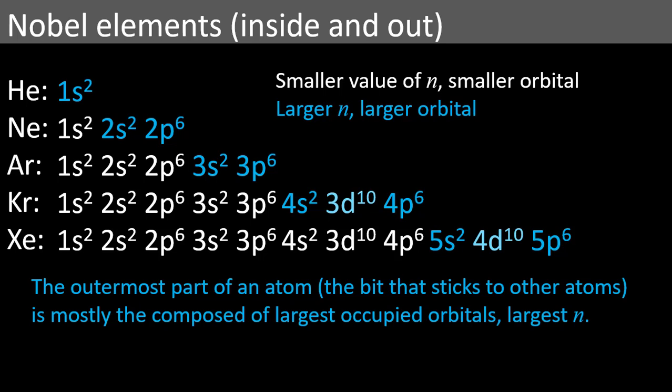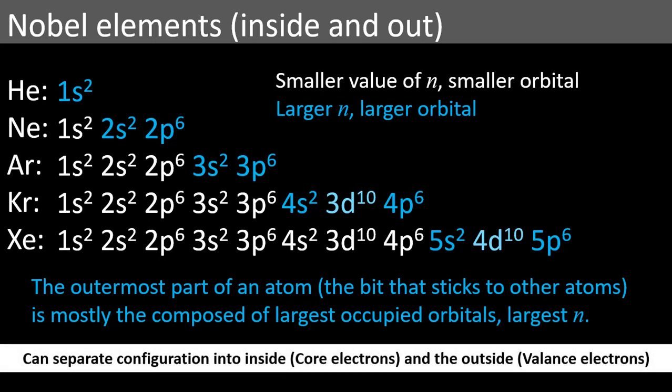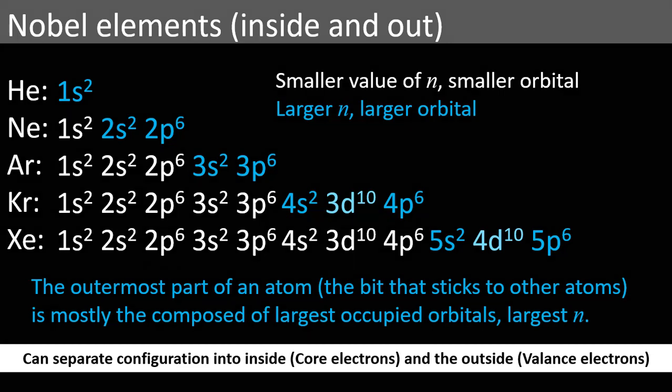We can call the inner electrons the core electrons, and you'll notice that the sets of core electrons actually correspond to the configurations of the preceding noble gas. The core electrons for neon are really the helium configuration. The core electrons for argon are the neon configuration. By contrast, the outermost electrons are referred to as the valence electrons. These are the important ones.